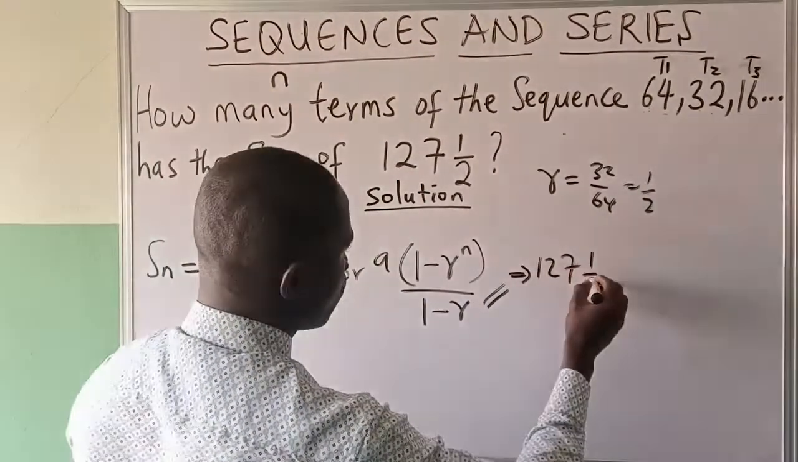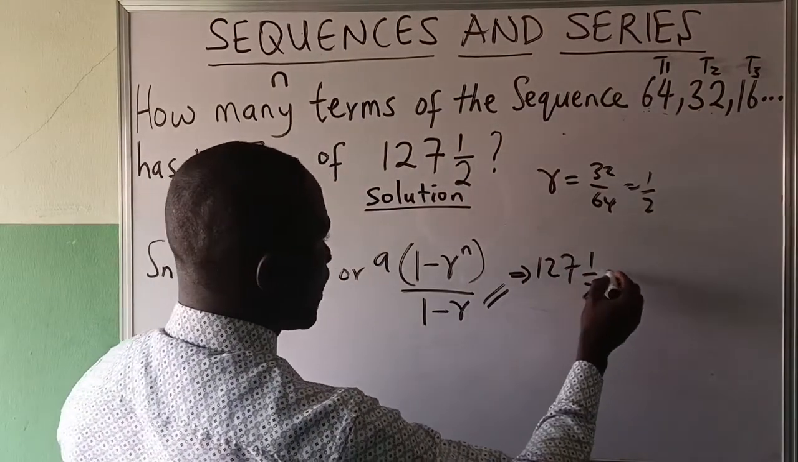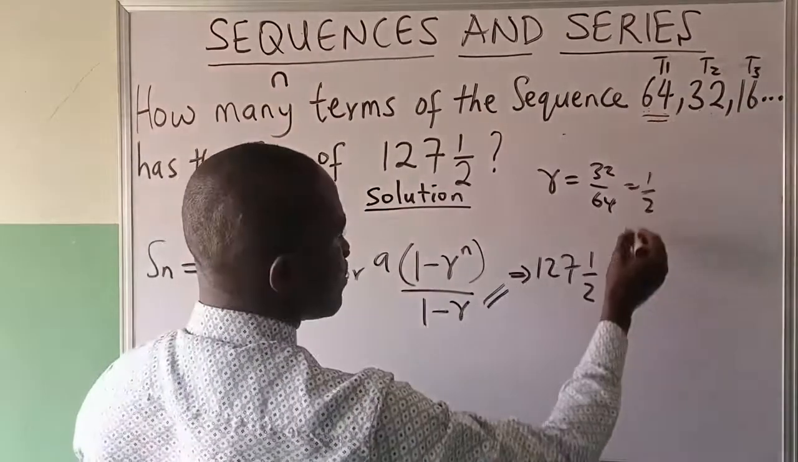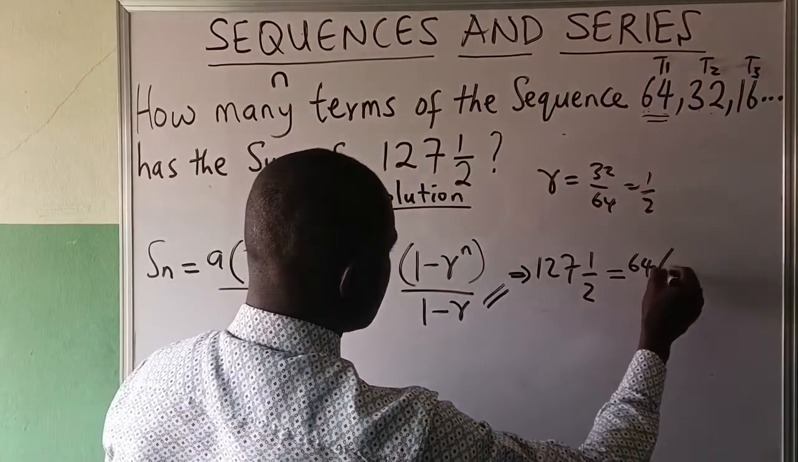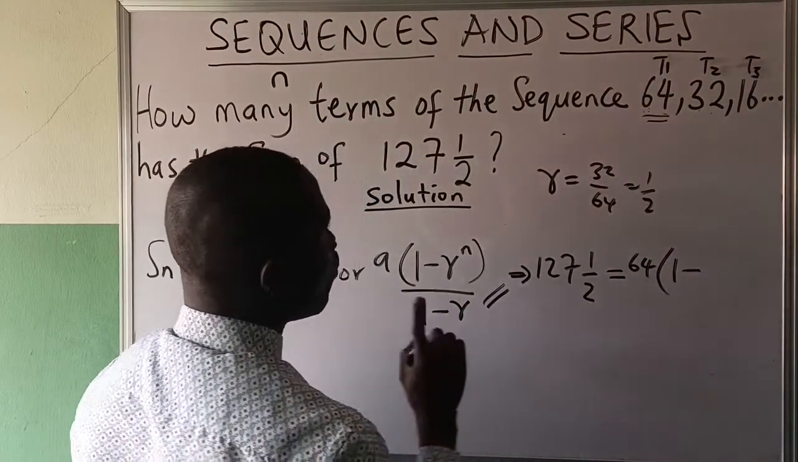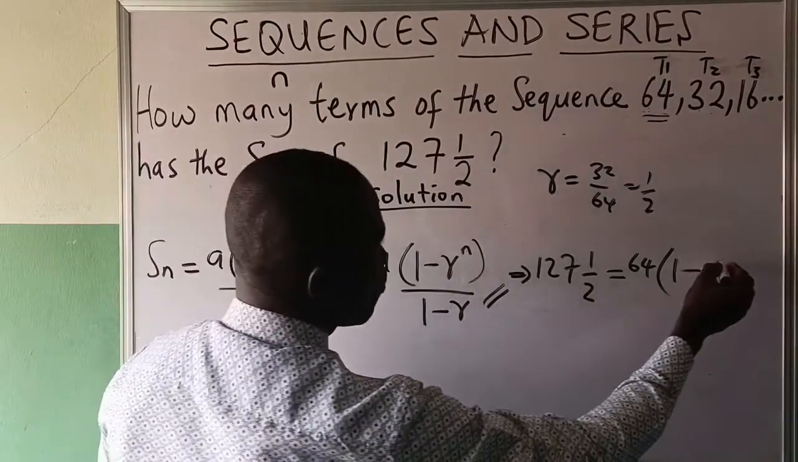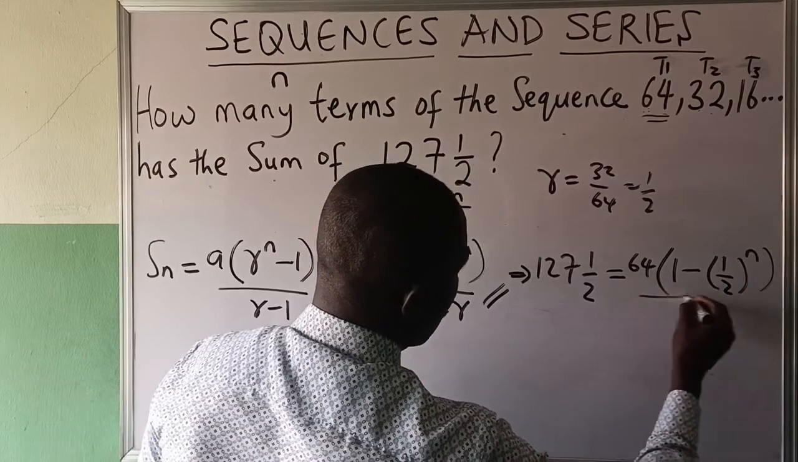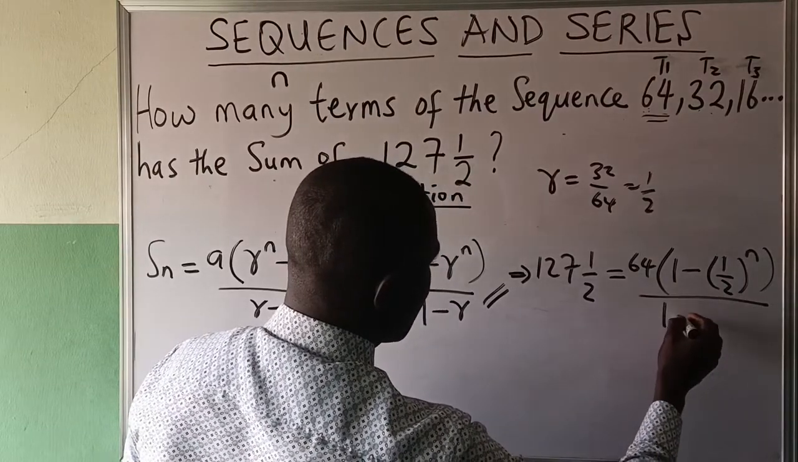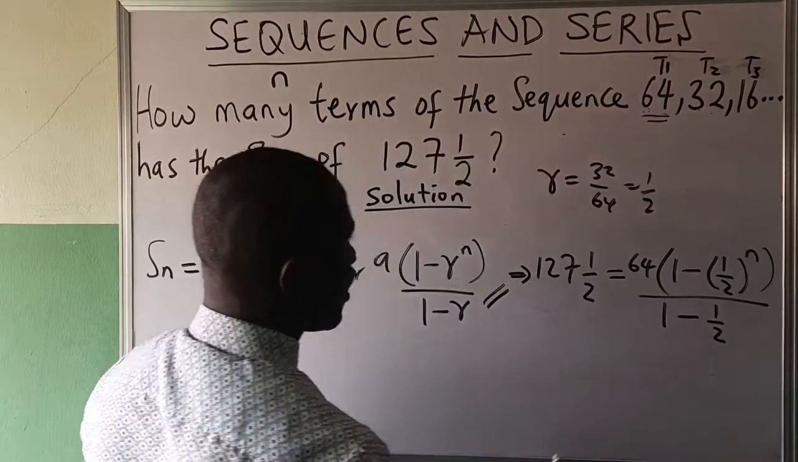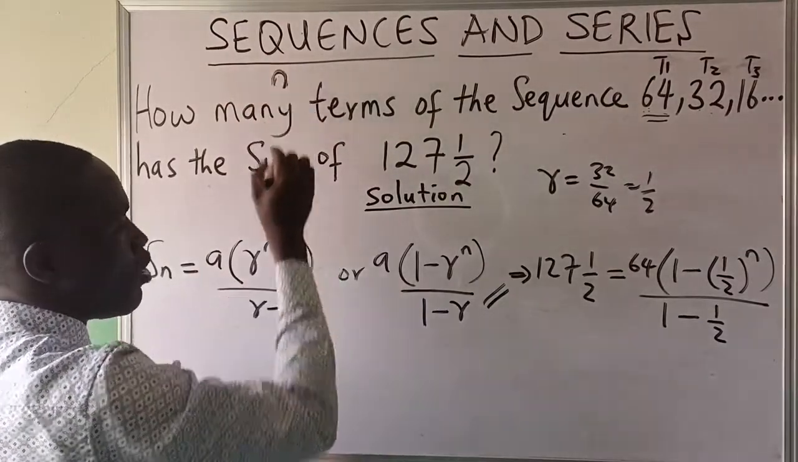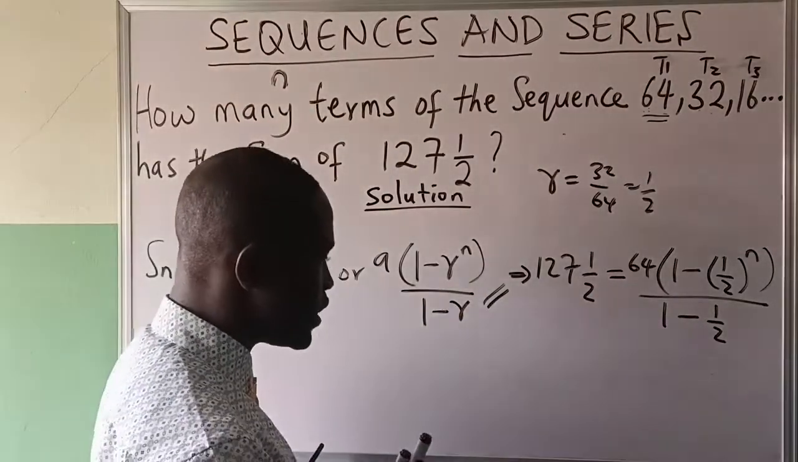That implies that what is our Sn? 127 1 over 2 equals to, what is our a? a is called the first term, 64 bracket 1 minus, what is our r? 1 over 2 raised to the power of n all over 1 minus 1 over 2, that is your r. We are looking for the value of n. That is what it means.